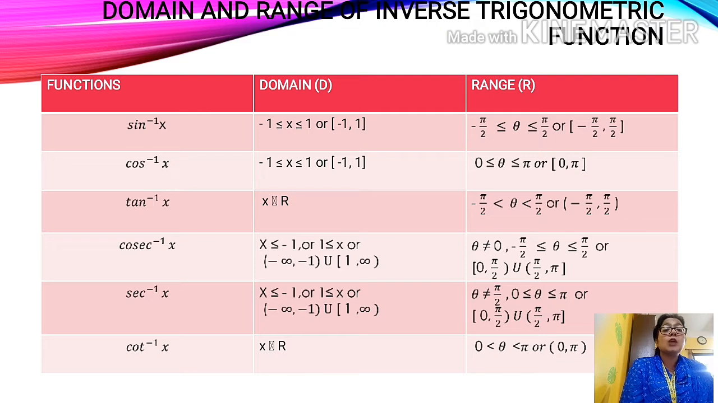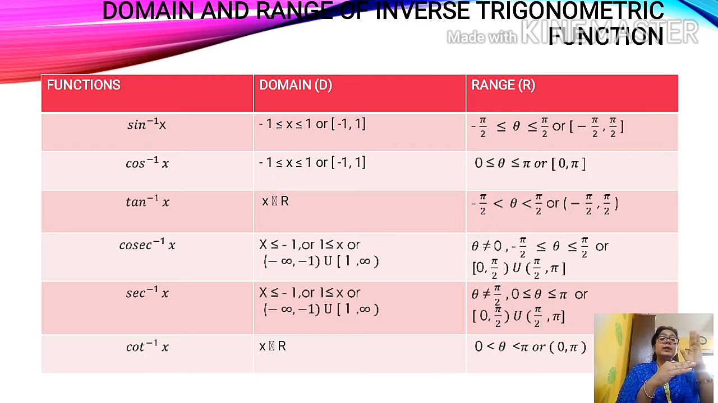Next are cos inverse, sec inverse and cot inverse. These three are also similar type. That means their ranges are in the first and second quadrants, 0 to pi. So the range of cos inverse is between the first and second quadrants, 0 to pi. Sec inverse is also between 0 to pi, but except the pi by 2 point.